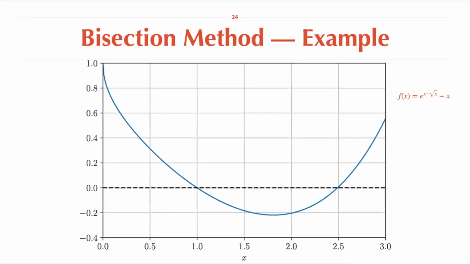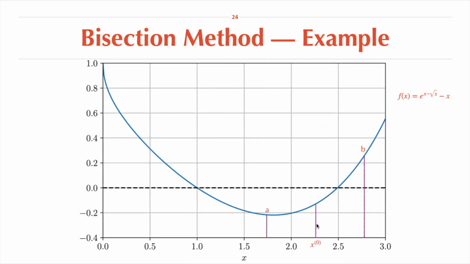Now let's see an example of the bisection method through an animation. Let's say you started with a and b like this. We know that our root is at 2.5. Now you will halve the interval.